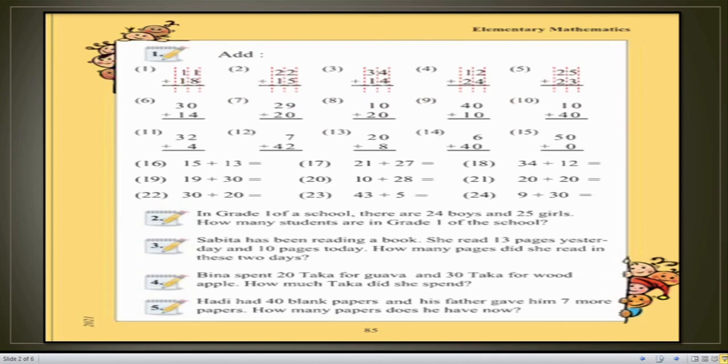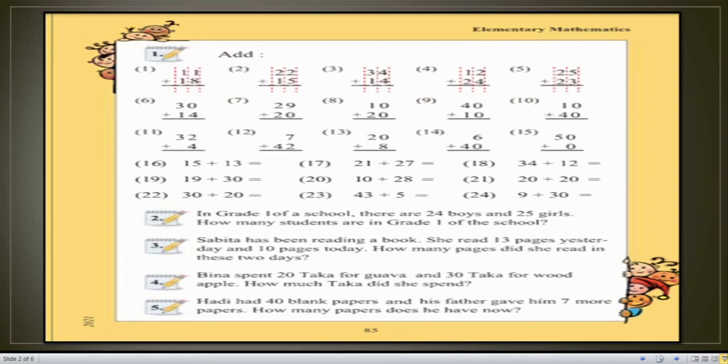If we see question number 24, we can see that 9 plus 30. There has nothing in our left hand side, and that is why it will be just that 9 plus 0 is equal 9, and that 3 will be here. So the answer of question number 24 will be 39.